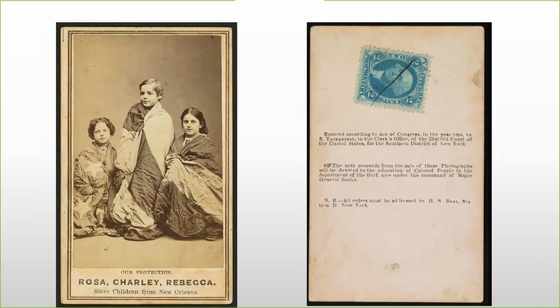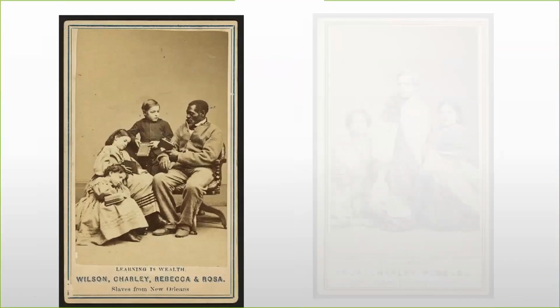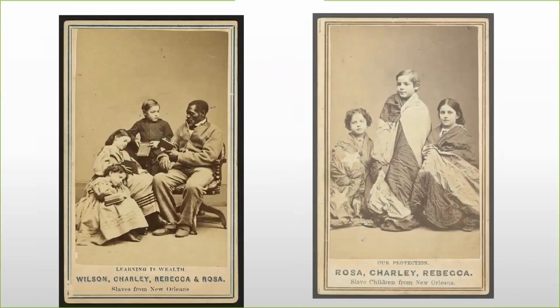But if you look at these images really closely, the questions raised include: what ideas do you think these images were trying to promote? And then if you knew that these children toured the North between December of 1863 and January of 1864, what does that tell you about what these images were trying to promote?